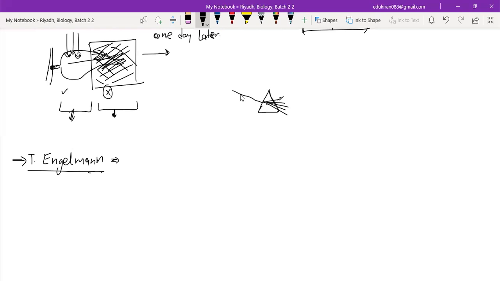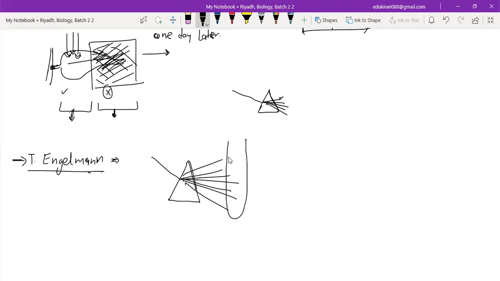Yes. So he used a prism to scatter the white light and detect, and used a green algae, which is Cladophora. So the experiment was something like this. Let me draw it for you. So there will be a prism, okay, through which white light will get split into different components. Now there will be a test tube containing a Cladophora and bacteria suspension.